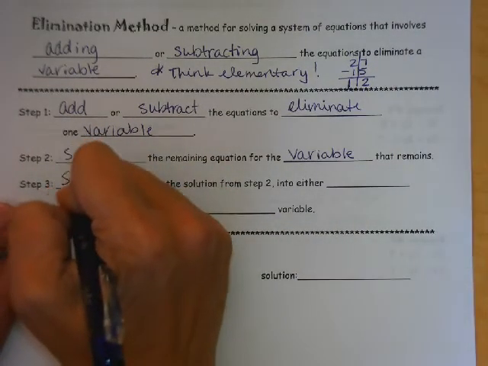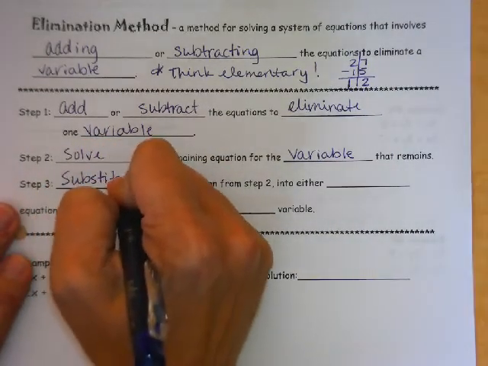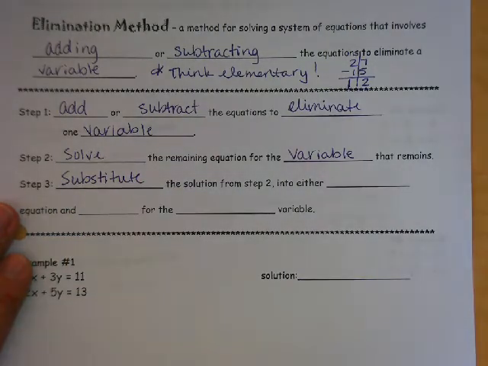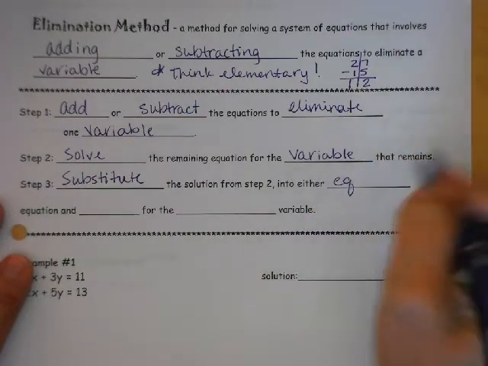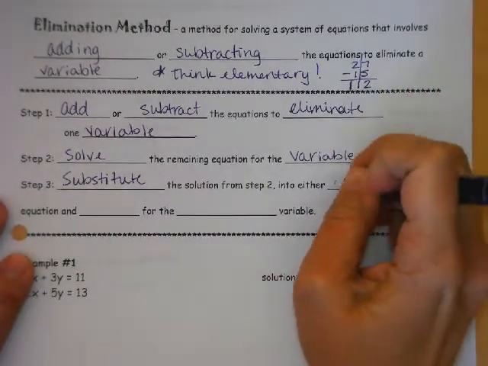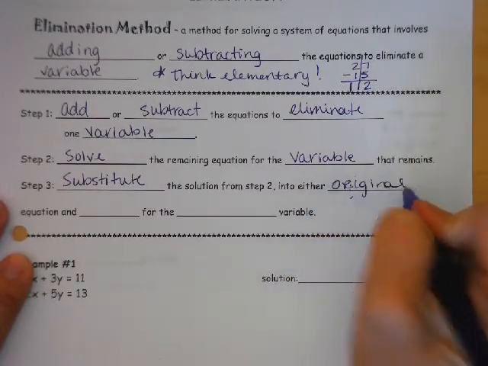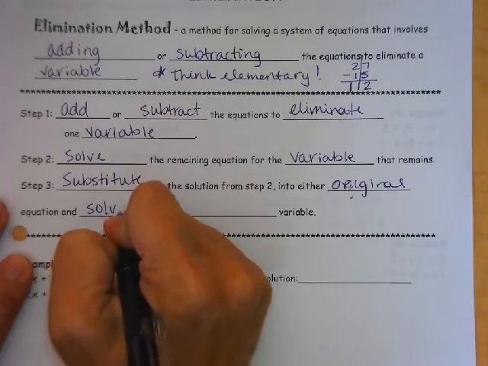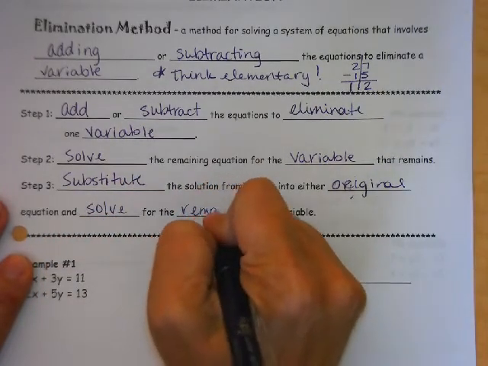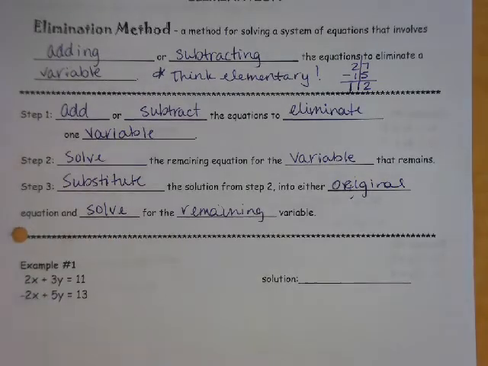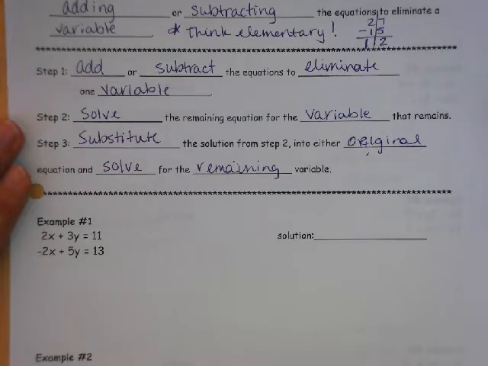We are going to substitute. This third step is the same as what we did in the substitution method. We're going to get our solution for a variable, and plug it into either original equation. You don't want to use one that you've changed. So always use that original equation and solve for the remaining variable. Now, you're like, what? So I'm going to let you get caught up. Let's look at this in action.